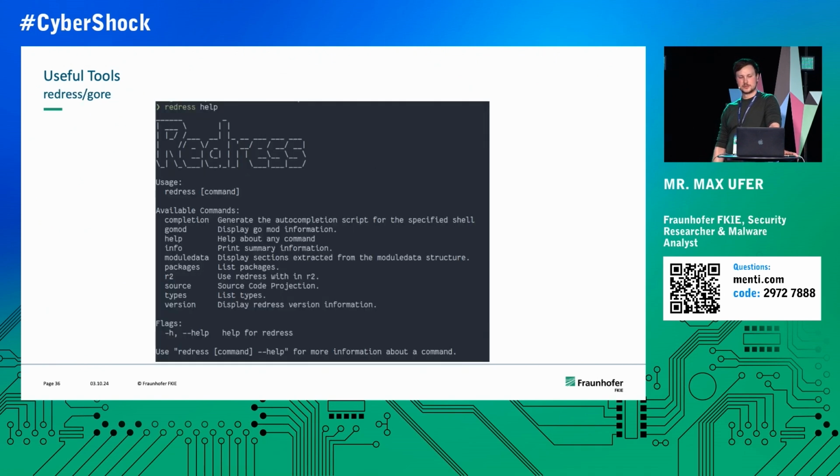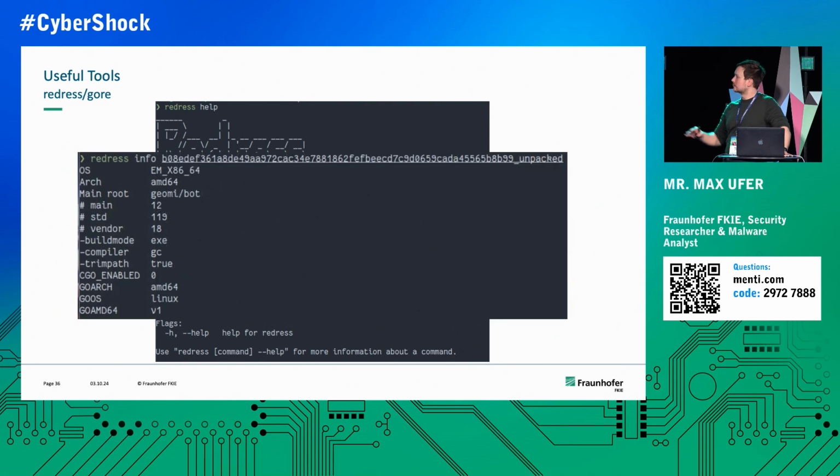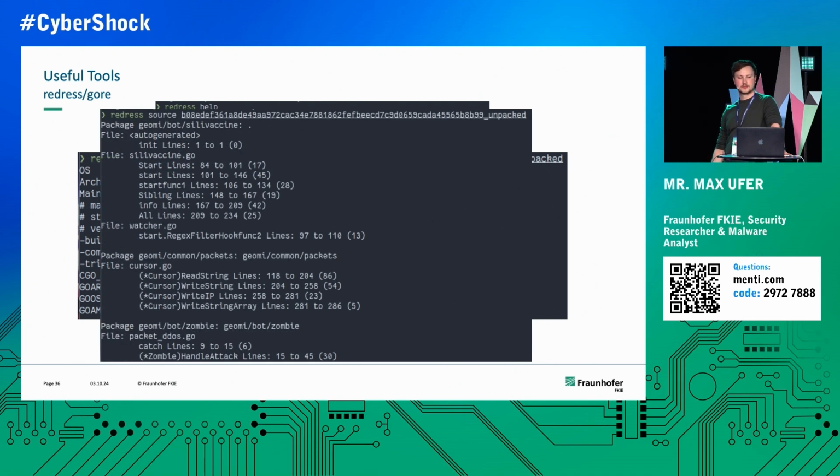Another small tool that I like to use just for a quick first look is redress. It's a small tool written in Go which parses the pclntab structure and can give you some information about it. It also has some integration for radare2 if you're a user of that. It can give you a small overview about how many functions are in the binary, which compiler configuration was used, and a source code projection, which shows you all the source code files and how many lines they had, so you get a quick insight into how this binary was structured when it was programmed.